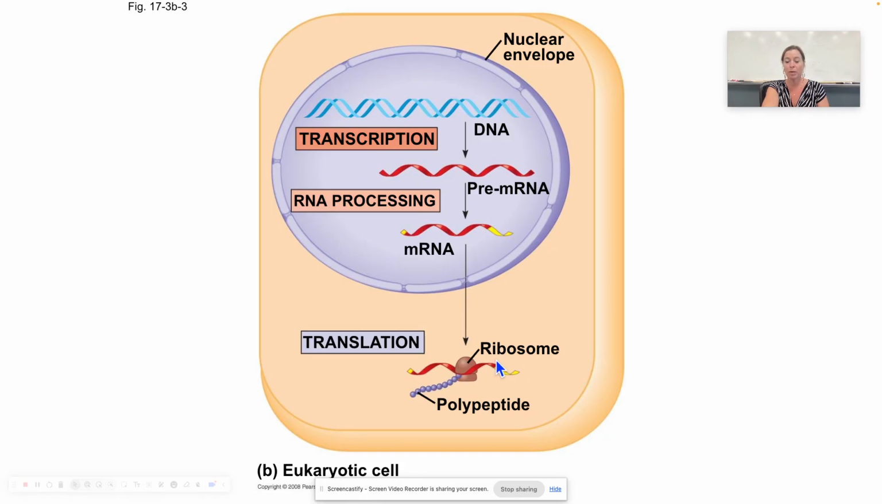So we say there are three major parts to this process. There's transcription, making of the copy, editing the copy, RNA processing, and translation, when that copy of the message gets actually turned into a polypeptide or a protein.